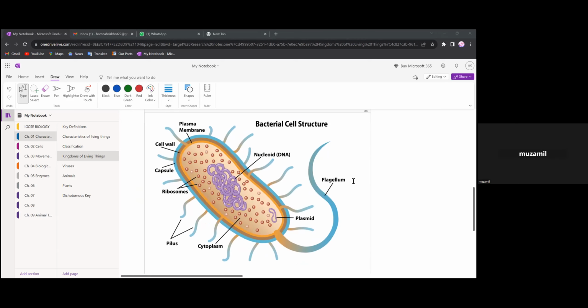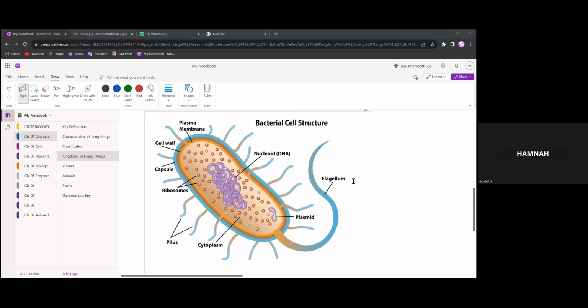No, I have just learned the diagram. I don't know about flagella. You don't know? Okay. What else do you know about the bacterial cell? They contain a cell wall and they also have a capsule. The capsule, they have the empty space.